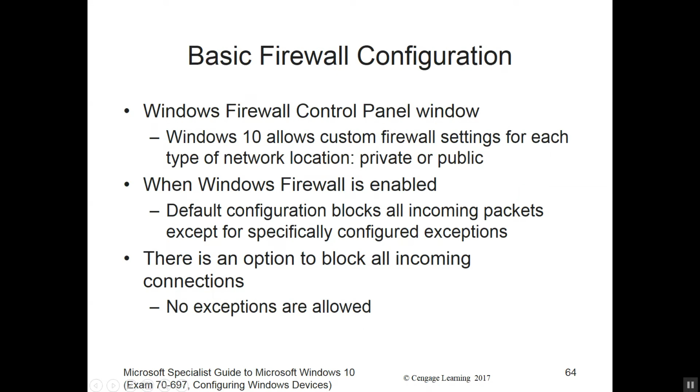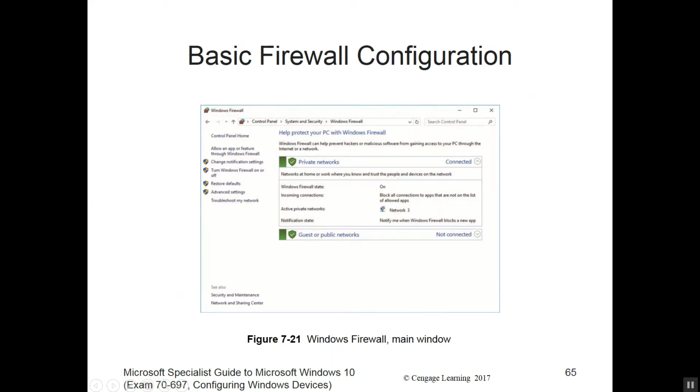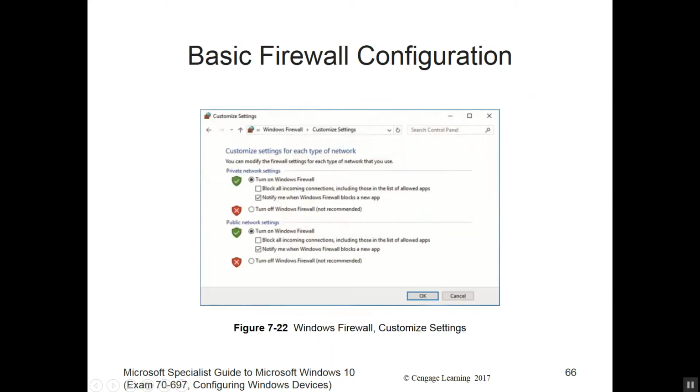So basic firewall configuration is that Windows 10 allows custom firewall settings for each type of network location, whether it's public or private. And we have to determine when we make that connection, whether it's a public or private, and how we want to handle communication with that network. When Windows Firewall is enabled, the default configuration blocks all incoming packets except for specifically configured exceptions. There's a option to block all incoming connections, no exceptions allowed. So here's our firewall, and we can go through and configure it there. Turn different aspects on and off.